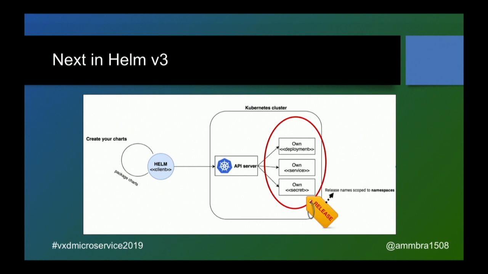Also with Helm 3, there's a very neat thing coming for those that wanted to reuse the same release name across namespaces: now release names are scoped to namespaces. Because we don't have the tiller anymore, we can reuse the same release name across namespaces. There's no more conflict around that.